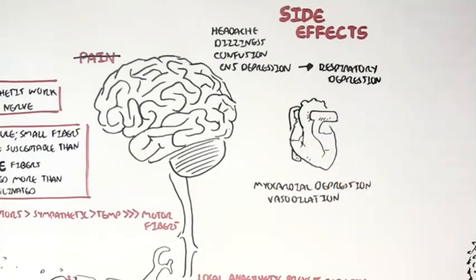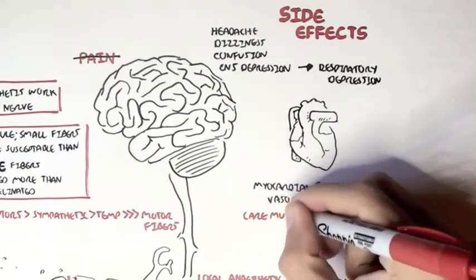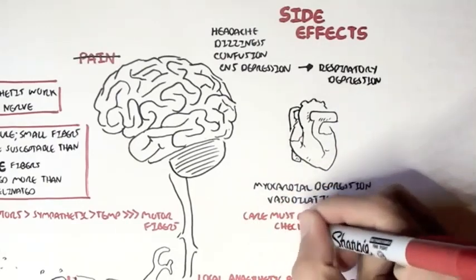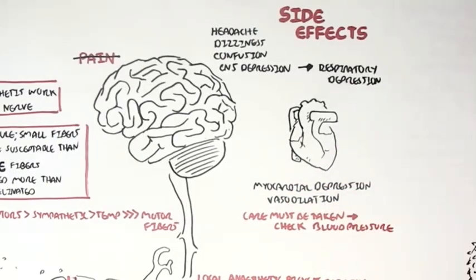It can lead to myocardial depression, vasodilation as well. And so care must be taken. We have to check the blood pressure before giving local anesthetic. Cocaine, again, on the other hand, doesn't cause myocardial depression, but increases the activity.